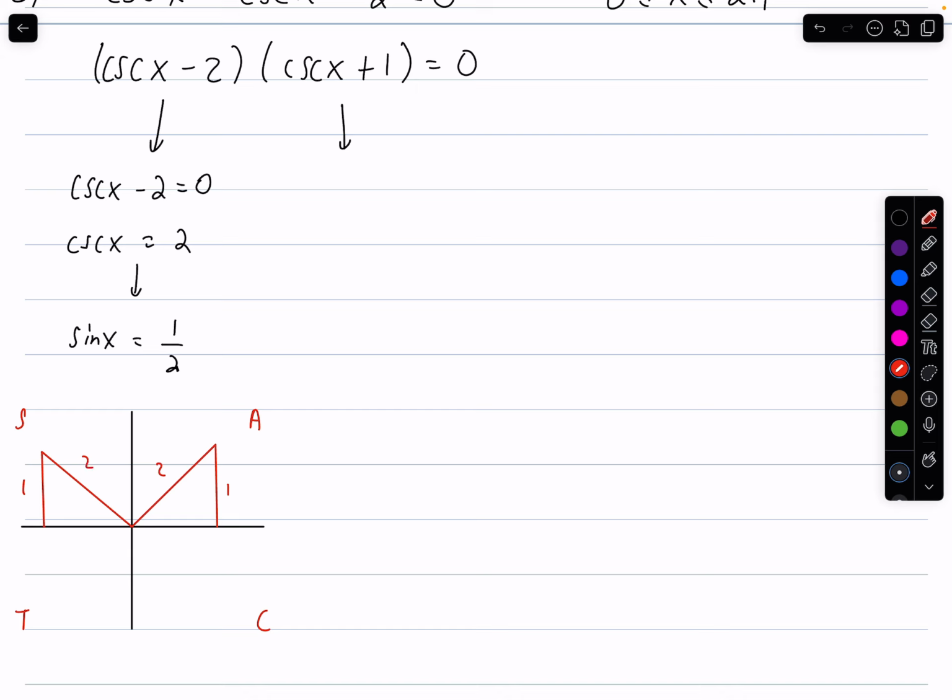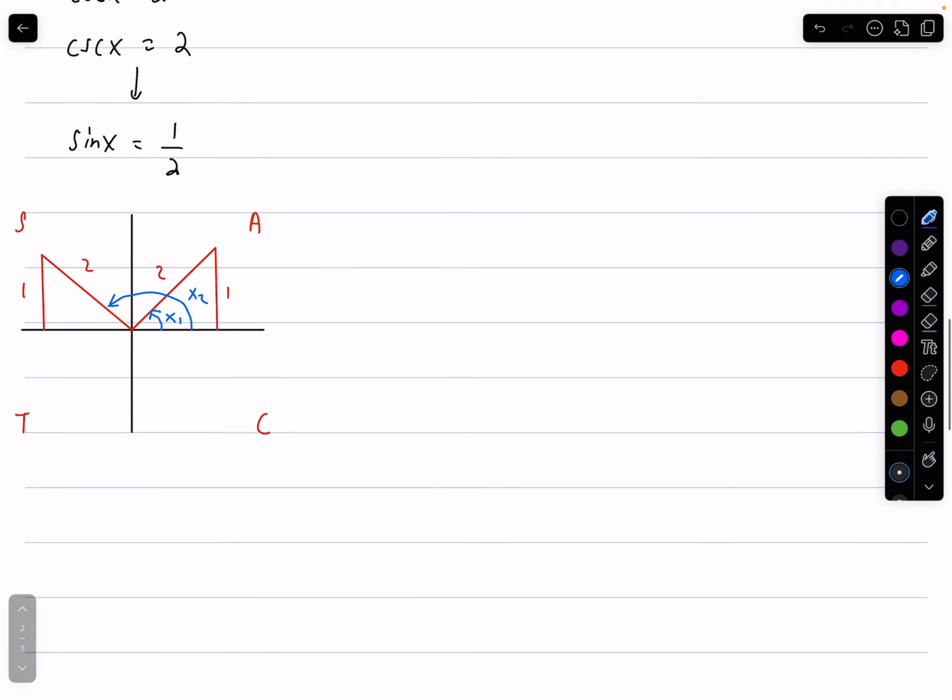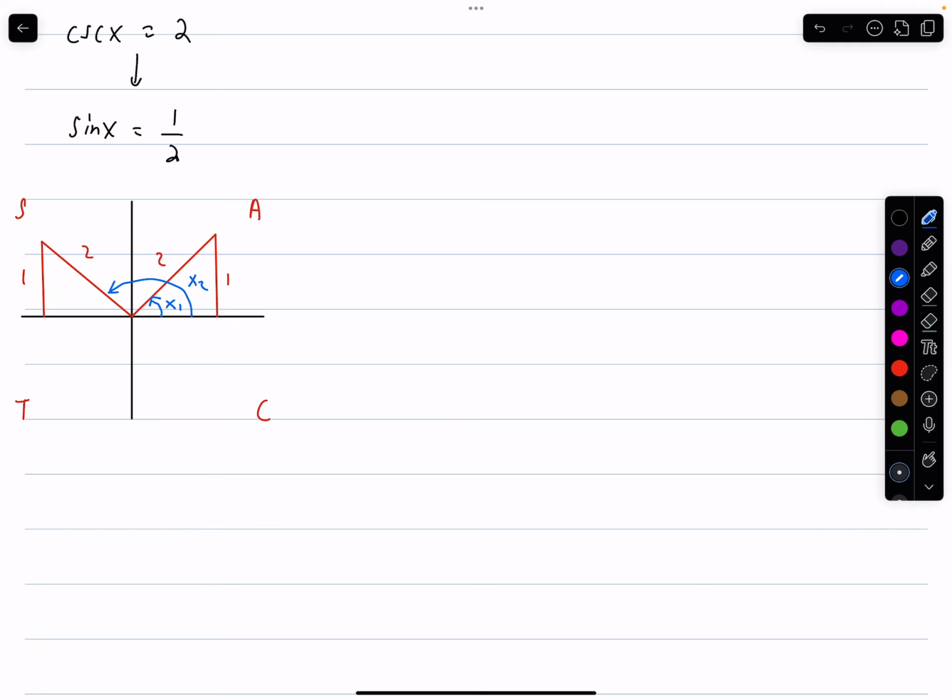So the question we have to ask ourselves is, what is theta 1, and what is theta 2? In fact, because we're using x, I'm going to use x1, and what is x2? So this is actually going to give us two answers. Now, we know through special triangles that x1 is going to be pi over 6, because we are using the special triangle pi over 6, pi over 3, 1, 2, root 3. So we know that x1 has to be pi over 6.